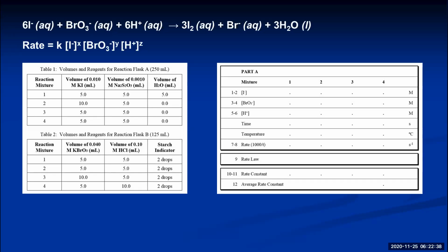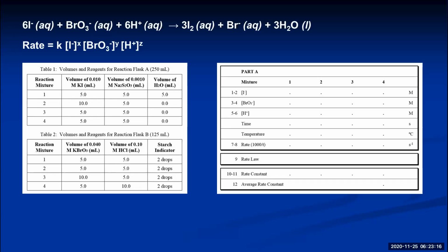In the data table, you'll notice I'm only giving you 2 boxes to calculate the diluted concentrations of iodide, bromate, and hydrogen ions. That's because if you look at the data on the left side, the volumes of iodide that are used are either 5 milliliters or 10 milliliters, each being diluted to 25. So you don't have to do 4 calculations, because in this case, 3 of them would be the same. You're just going to do 2 calculations, the dilution of iodide from 5 milliliters to 25, and the dilution of iodide from 10 to 25. And similar things happen for the bromate and for the hydrogen ions.